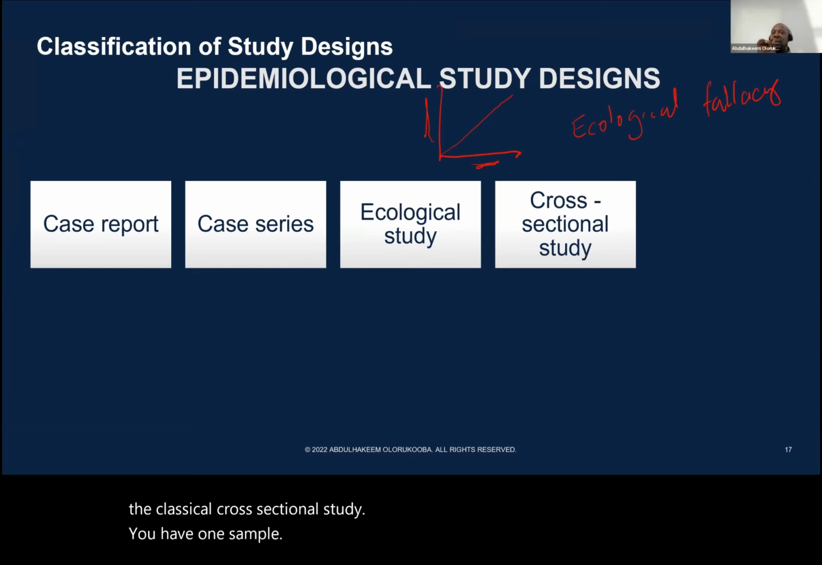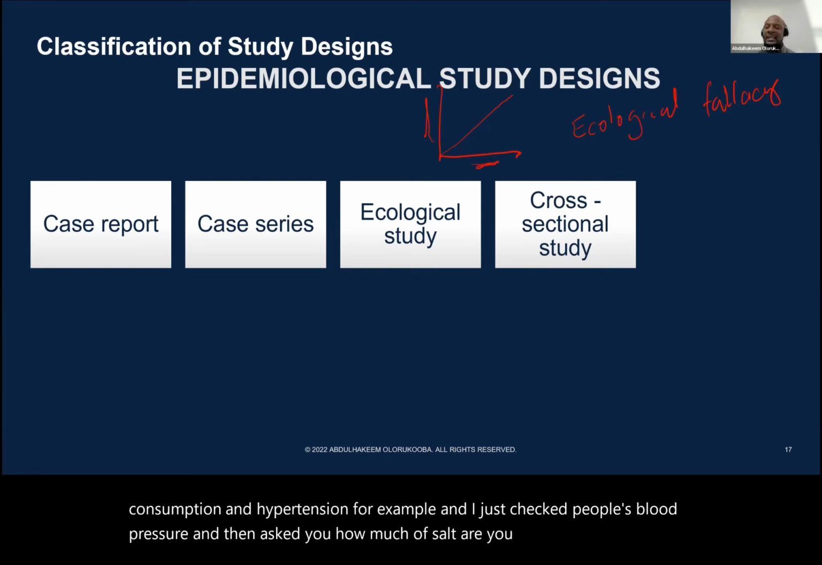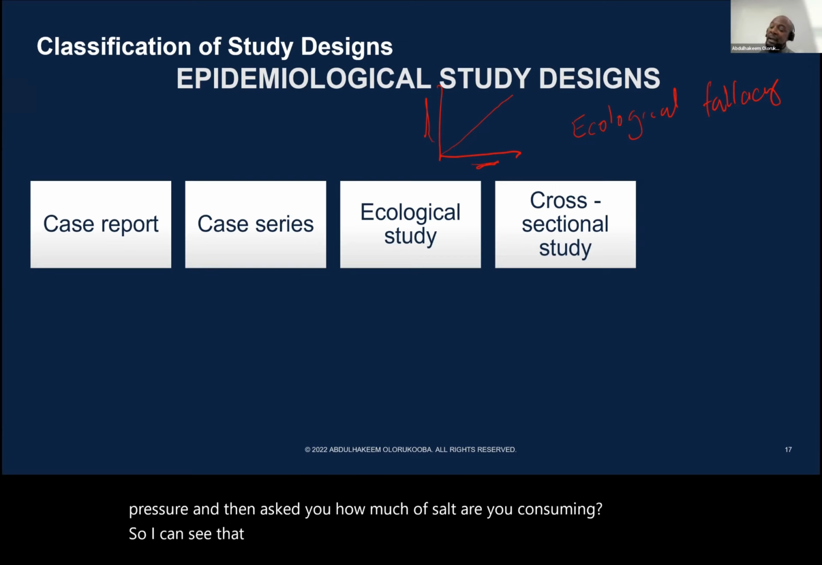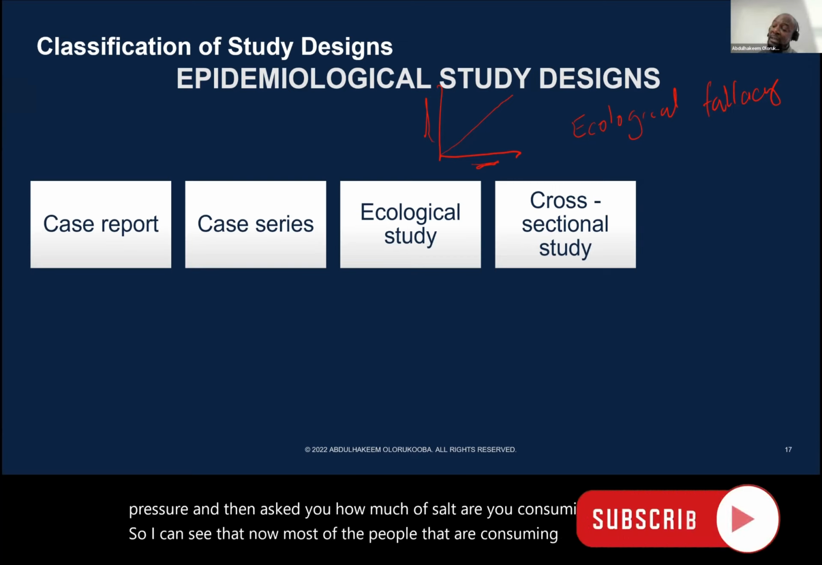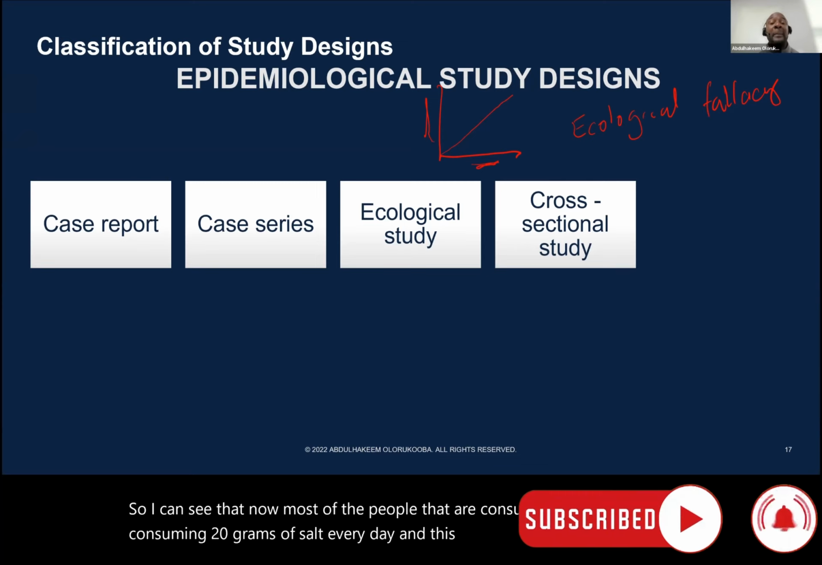Okay? Timeline, exposure, outcome at the same time. If, for instance, I wanted to see whether there's a relationship between salt consumption and hypertension, and I just checked people's blood pressure and then asked how much salt they are consuming. So I can see that most of the people consuming a lot of salt, 20 grams of salt every day, have hypertension. Then I'll say, is this salt that caused the hypertension?